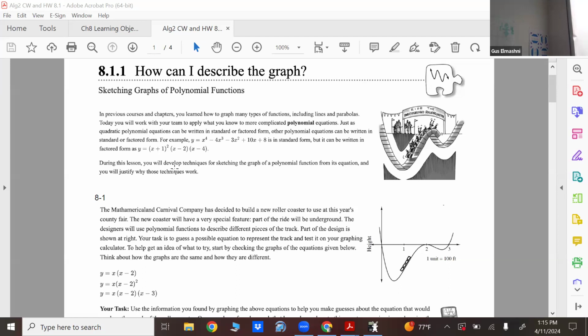Or if you have factor form, now not all polynomials can be factored. In this case, this one is great. But in this factor form, we have the parentheses, and sometimes some of the factors are repeated, like raised to the second or third power, fourth power. That could happen as well.